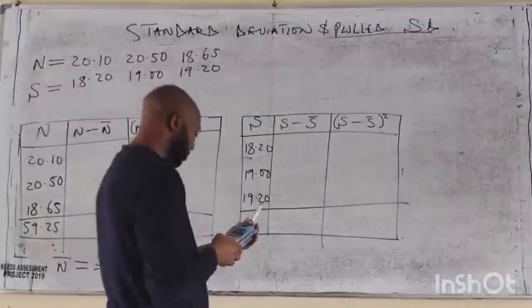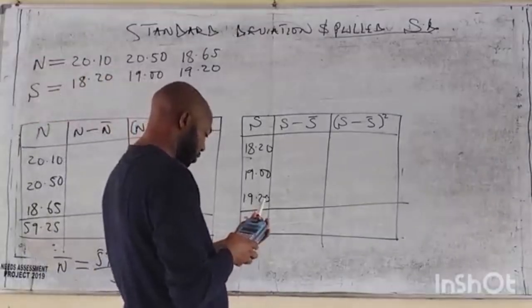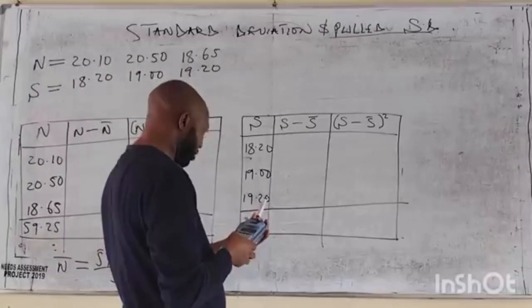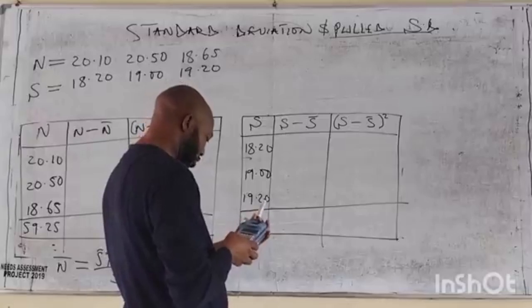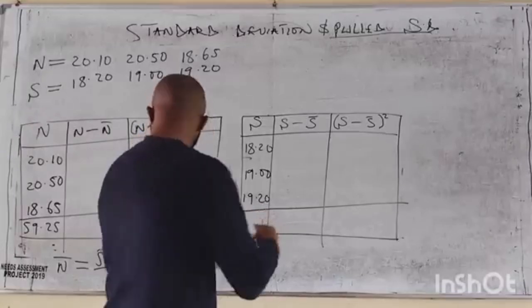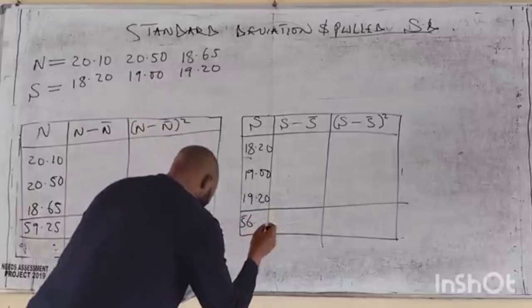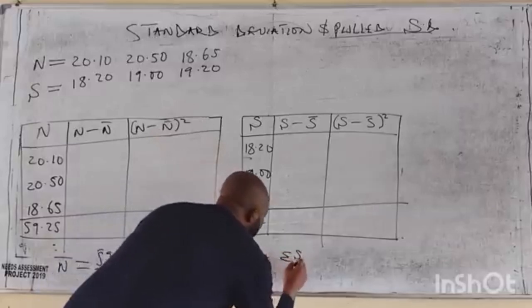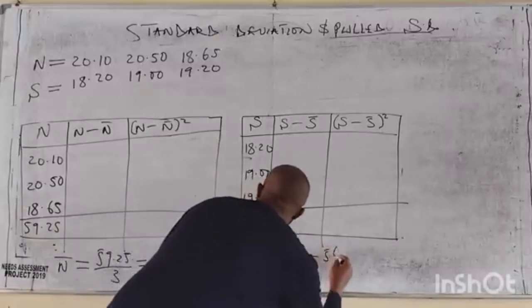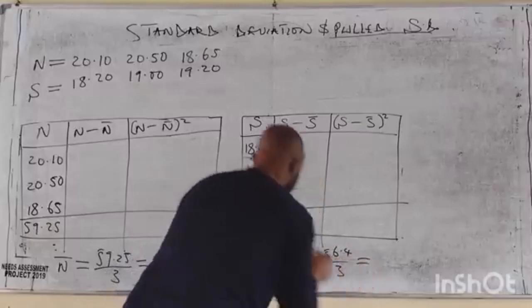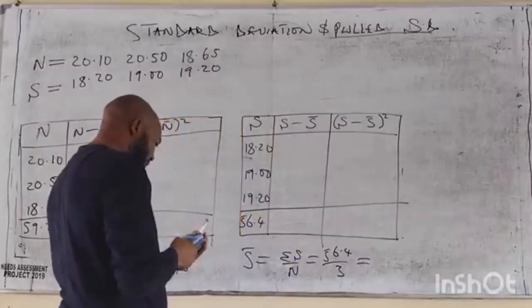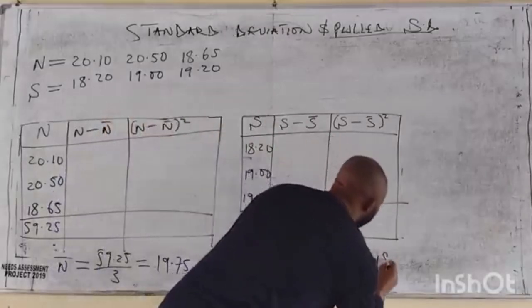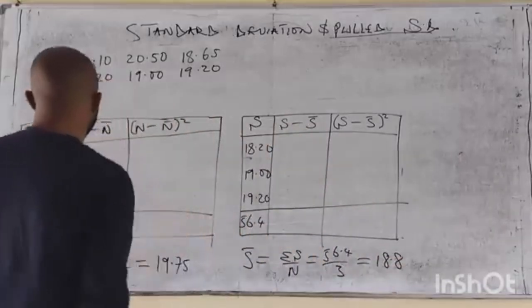Then here again, 18.20 plus 19.00 plus 19.20 gives 56.4. The summation of x over n is 56.4 over 3, which is 18.8.